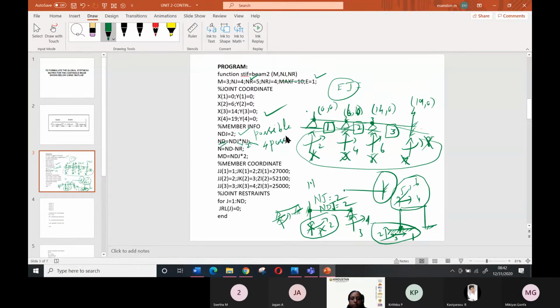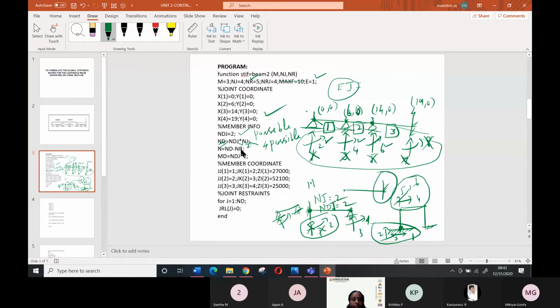What is the possible? But for this structure, how many degrees of freedom are there? This is free to rotate because it's a hinge joint. This is free to rotate. This is free to rotate, but this is restrained. So the number of degrees of freedom available for this particular structure is 1, 2, 3. 3 possible rotations. It is 3 rotations available for this structure.